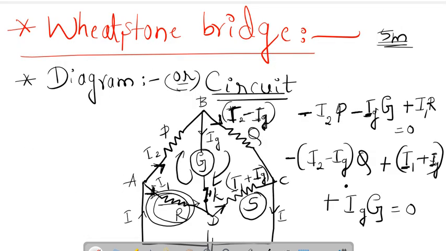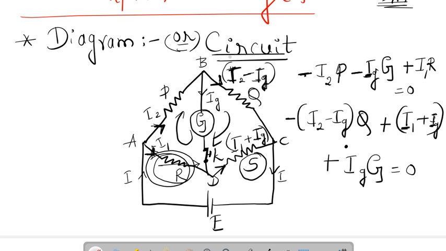This is the diagram for Wheatstone bridge. See here, the four resistors P, Q, R, S are connected at the points A, B, C, D, where the EMF is connected in between the points A and C, and the galvanometer is connected between the points B and D. There is also a key connected.